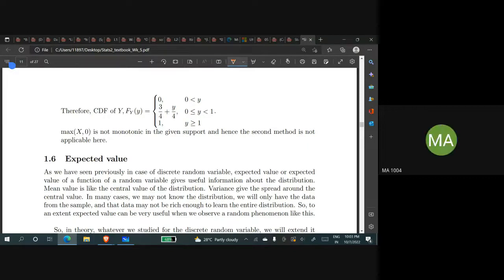Sorry, can you repeat? The range is specified as follows: when y is less than 0, it's 0. When y is equal to 0, it's 3 by 4. And when y is between 0 and 1, even if you put y equals 0 here, this equation captures both, basically, right? Put y equals 0, it will become 3/4. So it's basically 3/4 plus 5/4. Okay, yeah.